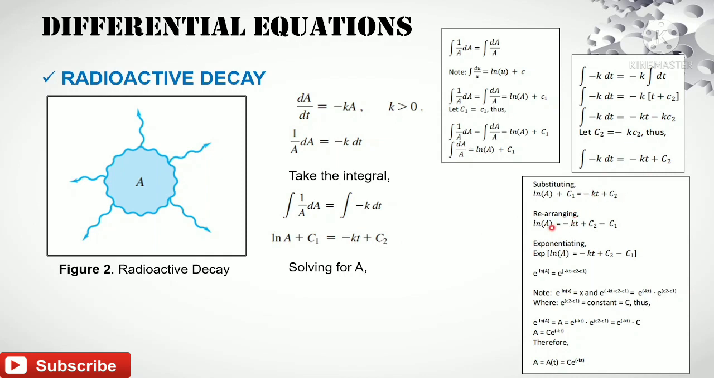So we rearrange, isolating the ln A since we are only after the value of A. This is equal to negative kt plus capital C sub 2, and then negative C sub 1. Then we exponentiate the left side and also the right side. So we have e raised to the ln A equal to e raised to negative kt plus C2 minus C1.